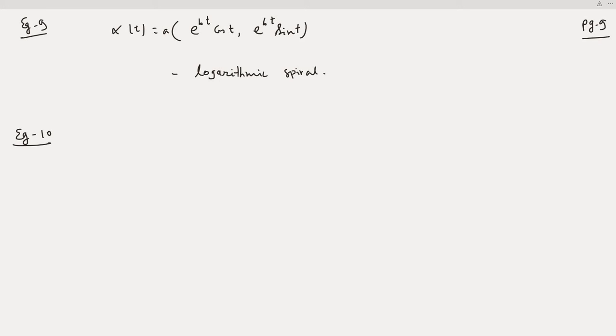Example 10. So this is the semi-cubical parabola. Alpha of t is equal to (t squared, t cubed). This is a bad curve at 0. This is a differentiable or smooth curve, but at 0 alpha prime has derivative 0.